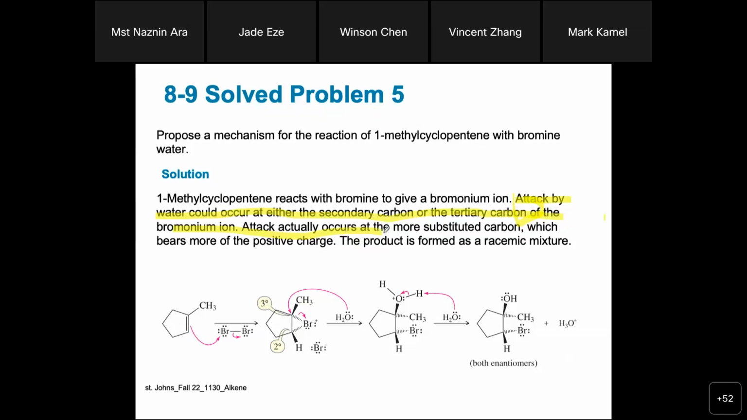Attack usually occurs at the more substituted carbon, which bears more positive charge. Here that is the tertiary carbon, correct? And as a result, the product is a racemic mixture. Why? Because the attack can be at either carbon. The maximum amount can be at the tertiary carbon, but it can be a mixture of both. That's why the product can be a racemic mixture, meaning both kinds of enantiomers. I think you remember the definition of enantiomers, which are mirror images. Mirror image means the left hand will look like the right, like now we have the selfie camera, like that.